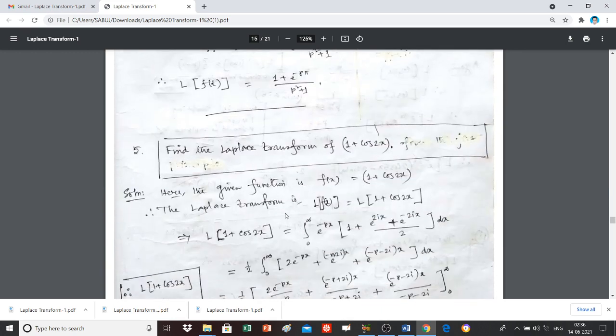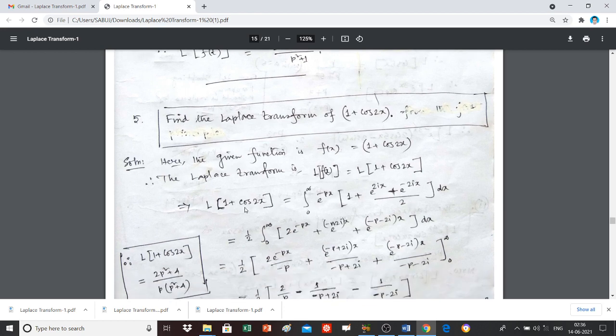Now another problem is here, find the Laplace transform of 1 plus cos 2x. So the given function is 1 plus cos 2x. So the Laplace transform of the function f(x), that is L of f(x), is equal to L of 1 plus cos 2x, which is equal to the integral from 0 to infinity of e to the power minus px times 1 plus cos 2x. You can write cos 2x as e to the power 2ix plus e to the power minus 2ix, divided by 2. Cos 2x can be written in this way.